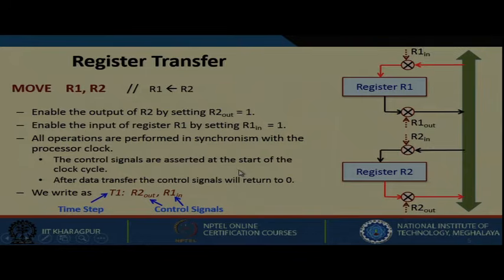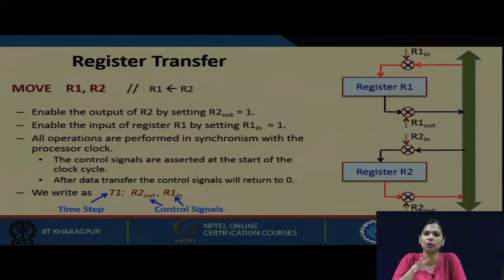When the control signal will return to 0, what will happen? When the control signal is 0, no data will be available either on the bus or in the register. Only when the signals are activated, the data from the bus comes into a particular register, or from a particular register the data goes into the bus. After the data transfer, the control signal will return to 0.